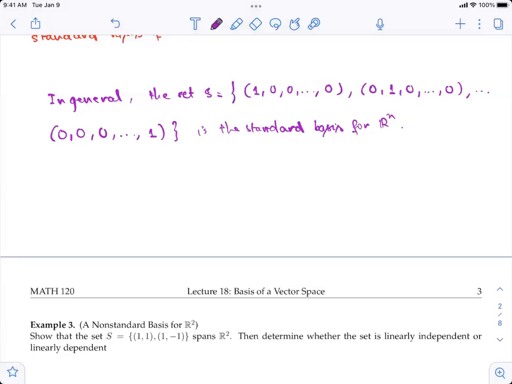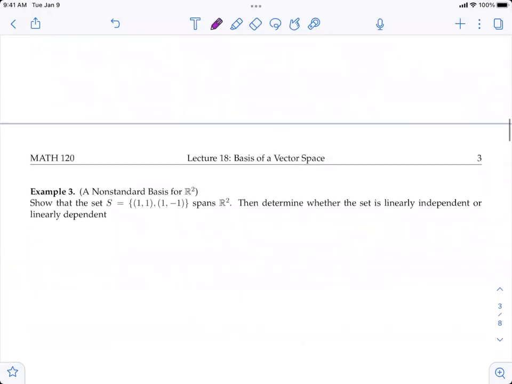Now, what if we don't have standard unit vectors? Can we still find a basis for a vector space? That's the idea for the next two examples, where we have a non-standard basis for R2 and a non-standard basis for R3.